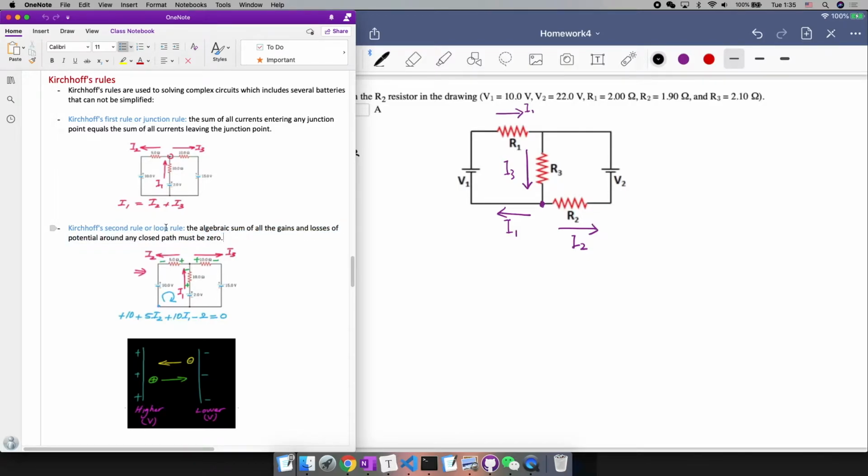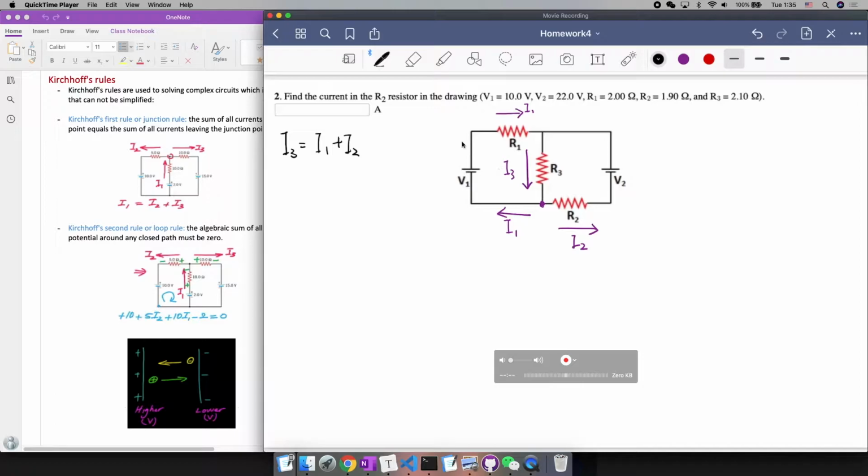The second rule, also called the loop rule, says the sum of all the gains and losses of potential around any closed path must be zero. If you have watched the lecture videos from Professor Brockomir, you know that we're gonna draw a closed path on the circuit.